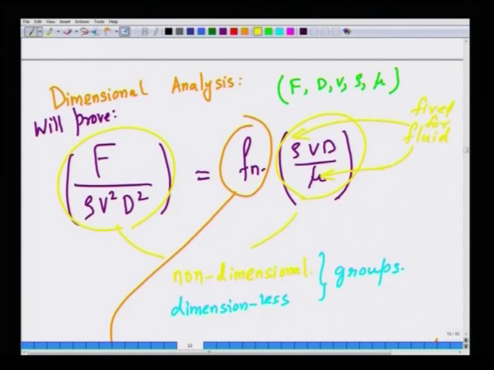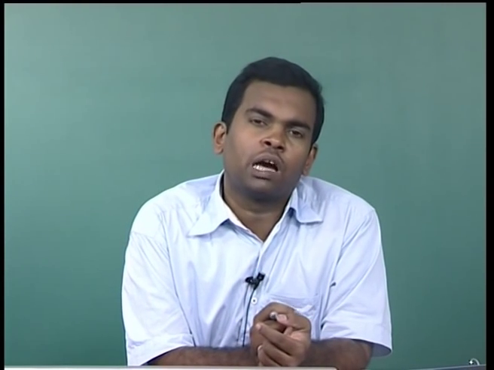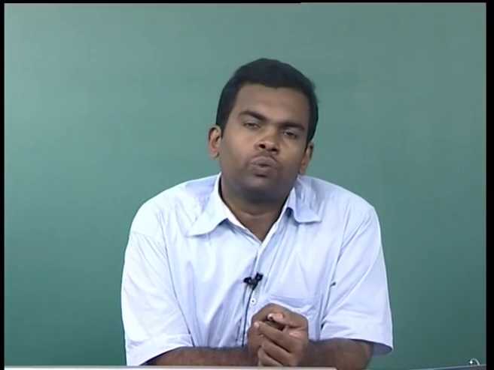Let us say we cannot change the velocity for some reason. We have an experimental setup where the sphere is moving only at a given velocity, let us say 10 meters per second or 1 meter per second. Then the only variable that we have to vary is the diameter, and let us say we choose steel balls of 10 different diameters. So, we can easily carry out these experiments and write everything in terms of these non-dimensional groups.